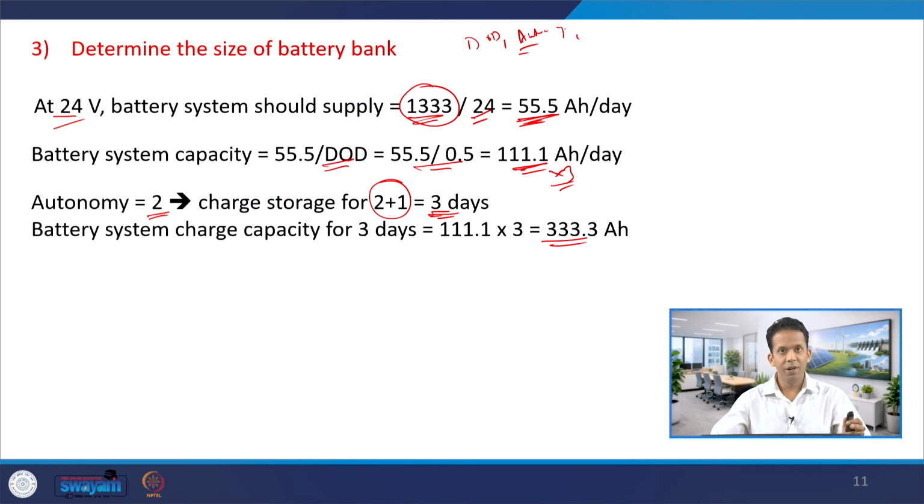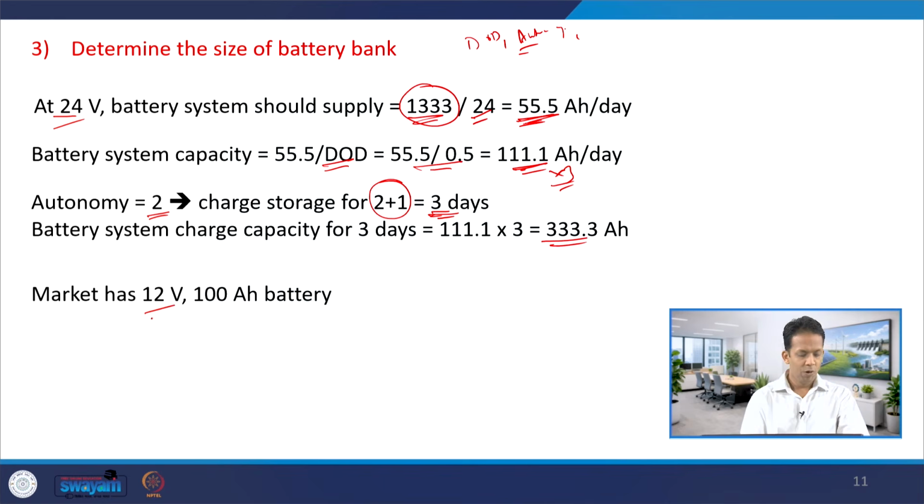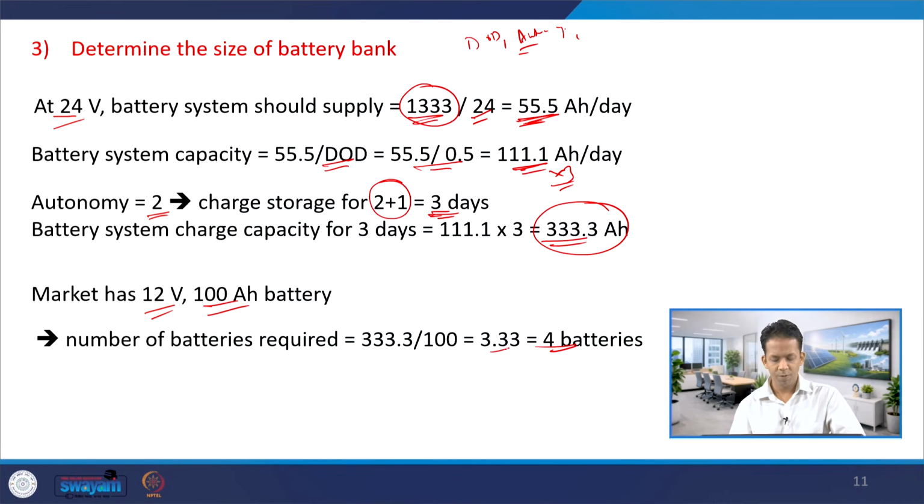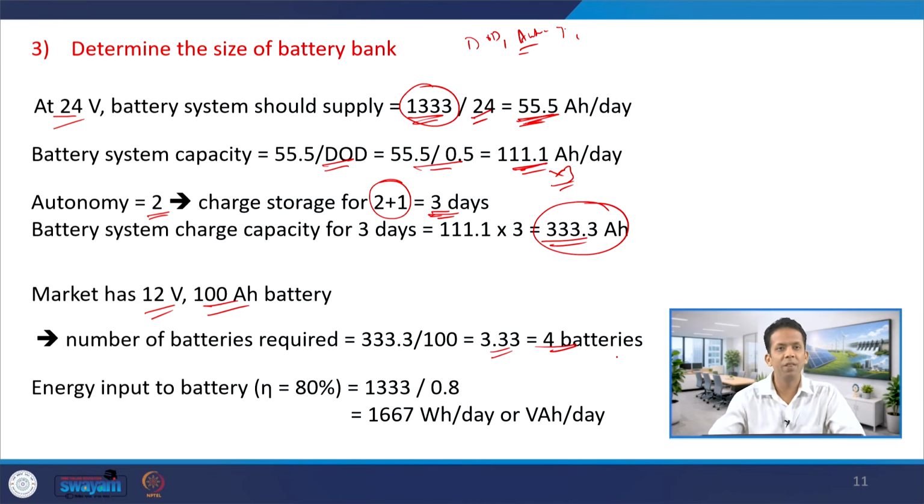Now in the market, what is the rating of the battery? It is 12 volt and 100 ampere hour. Now our requirement is 333 ampere hour. So the total number of batteries based on ampere hour would be 4, because we cannot have 0.3 batteries. So we will just round it off to the next even number, that is 4 batteries. And energy input to battery would depend on the efficiency of the battery bank, that is 80%.